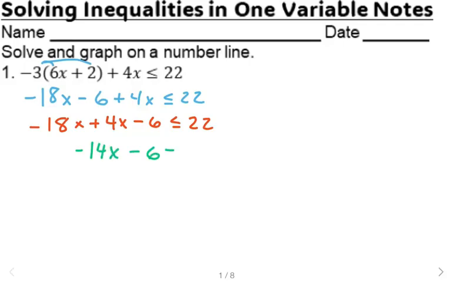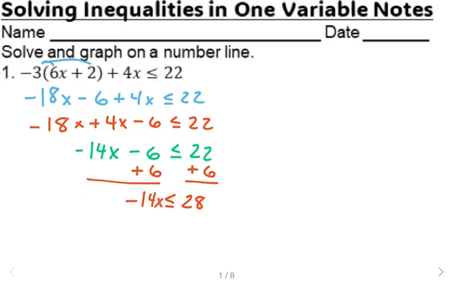Now we got a two-step inequality. To get rid of the minus 6, we'll add 6 to each side. 22 plus 6 gives us 28. So we have negative 14x is less than or equal to 28. To get rid of multiplying by a negative 14, we could divide by a negative 14. And so we get x, and we have a negative 2 over here.